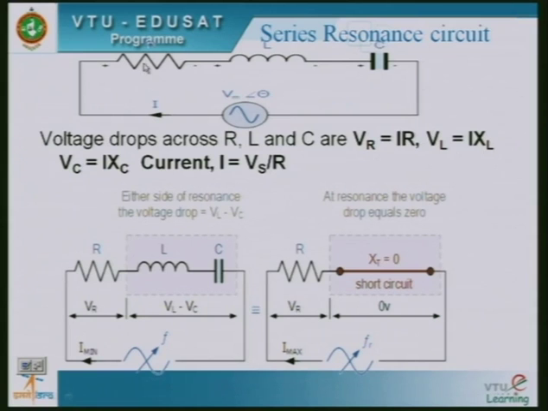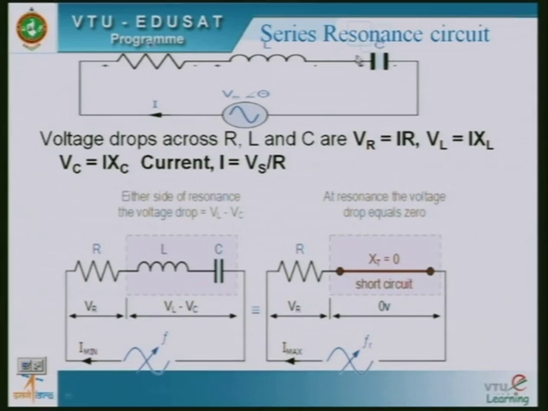Current flows through the resistance and makes a voltage drop, which is called VR. VR is equal to I into R. The same current flows through the inductance. Inductance will have the inductive reactance, so the voltage drop VL is equal to I into XL.